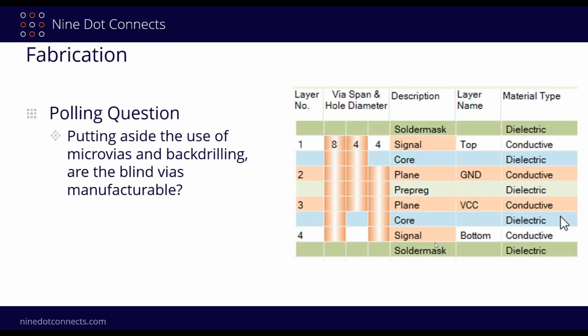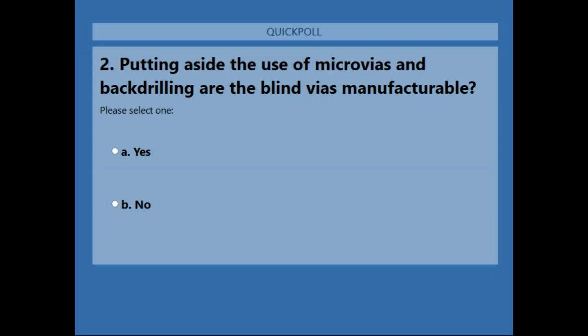Now, I want to do a polling question, but before we put the polling question up, I want to kind of give you the setup scenario here. So take a look at this over here. What I'm doing is I'm going to do 2 blind vias. So I want to do 1 from 3, and I want to do the other one from 4 to 2. And my question to you is that, putting aside the use of microvias and back drilling, are the blind vias manufacturable? So go ahead and let's put that poll up there.